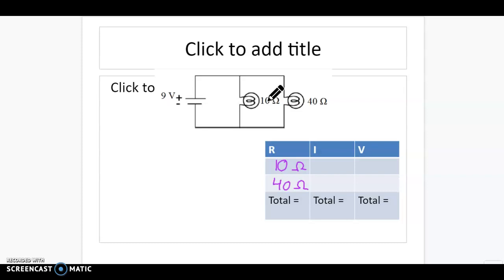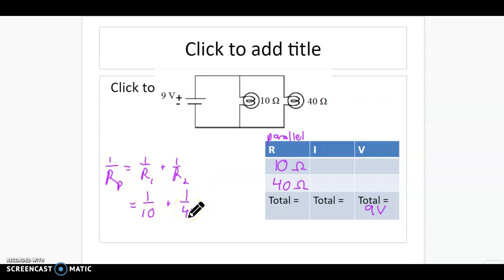The total voltage that comes from the battery, it's 9 volts. But because this is parallel, I have to use that equation 1 over Rp equals 1 over R1 plus 1 over R2. You don't have to write that out. Some people like to just go right into 1 over 10 plus 1 over 40. But remember, to add fractions you have to have a common denominator. Common denominator between these is 40.